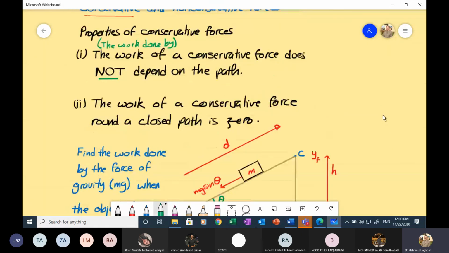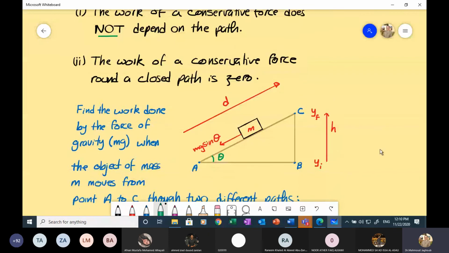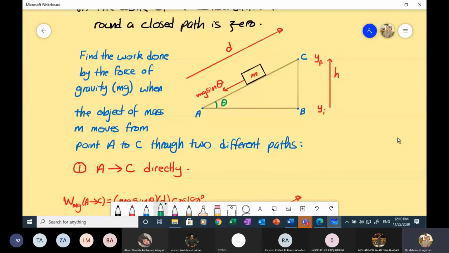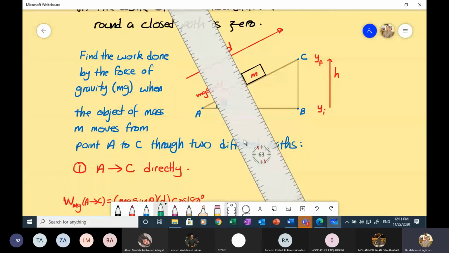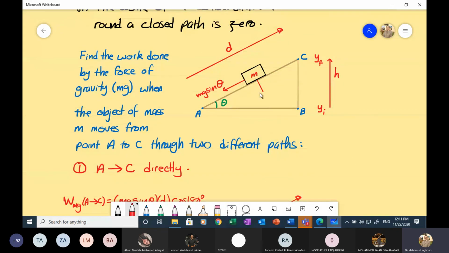Now, we will do an example to prove each one and to really understand what we mean by the first one and what we mean by the second. Let's take the first property, which is that the work done by a conservative force does not depend on the path. Let's see what this means. Which is the conservative force that we are dealing with now? It is the force of gravity, which is the weight.